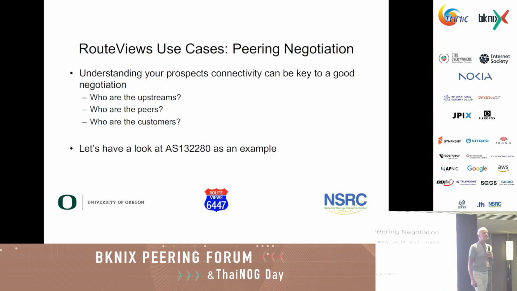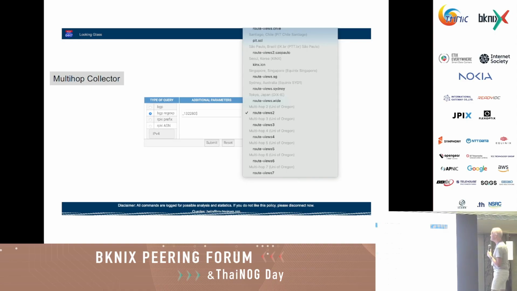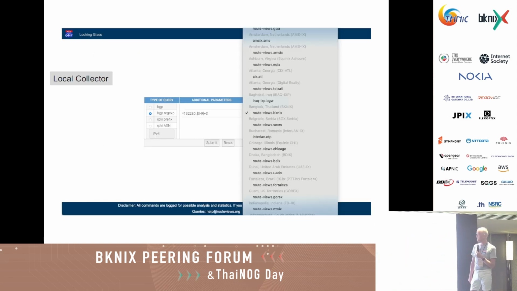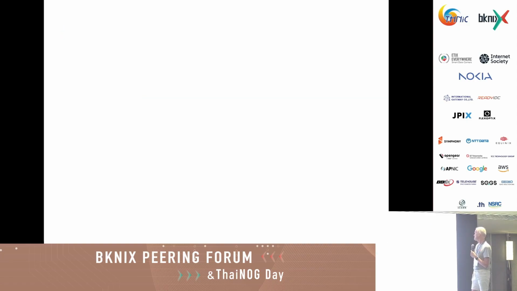A typical use case that Nina was talking about the other week was peering negotiation, maybe. Who are the upstreams, who are your peers, who are your customers? So I've picked a Thai provider at random. Sorry, Symphony. I've had a look at a multi-hop collector, AS132280. Let me guess, not enough resource for my image. Okay, yep, no resource. That's a shame because it shows you the BGP table as we see it.